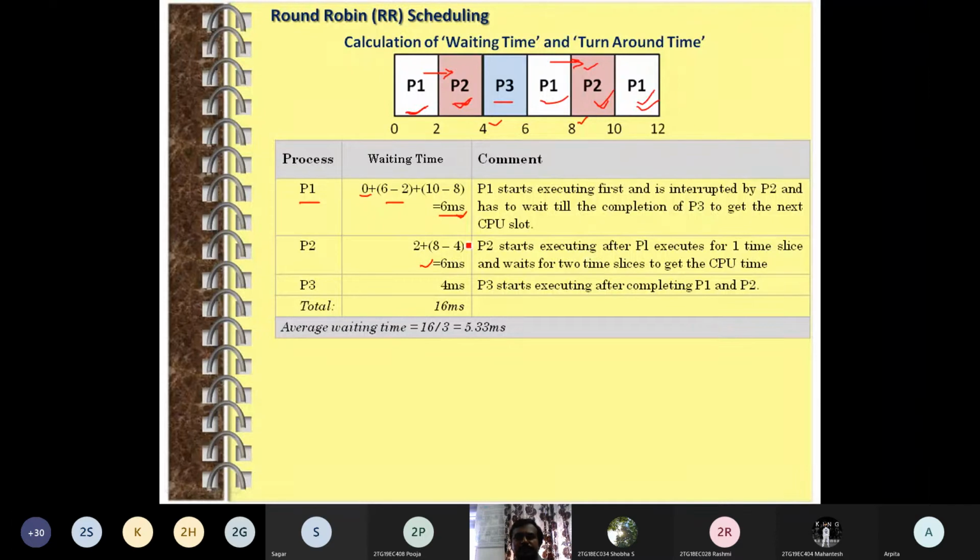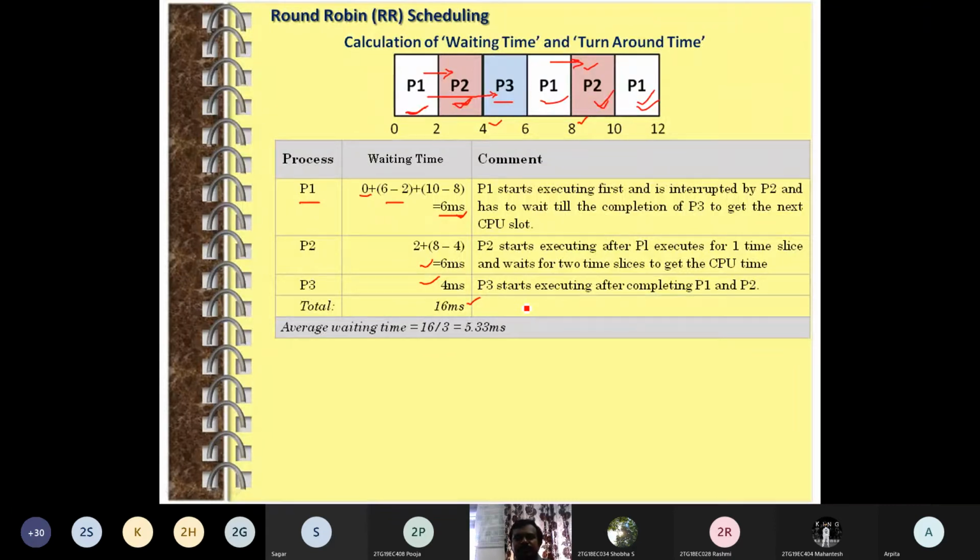Then what about P3? P3 is going to run only one time. When its turn comes, it is at completion of P1 and P2. So P1 and P2 are going to make P3 wait. P3 waited for 4 milliseconds. So if I go for the sum of all waiting time, it is 16 milliseconds.